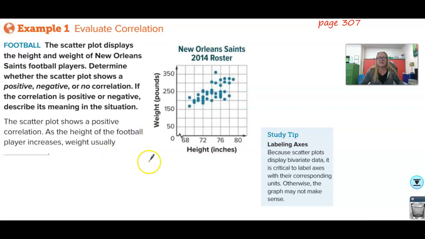When I first looked at this, I'm kind of like, it's not a great correlation. I prefer a tighter collection of points, but it definitely shows a positive correlation. This means that as the height of the player increases, so does the weight of the player. There's always a chance that you got a really tall, skinny guy or a really short, heavy guy. Those would be your outliers. But for the most part, the taller the player, the more they weigh. So the scatter plot shows a positive correlation. As the height of the football player increases, weight usually increases as well.